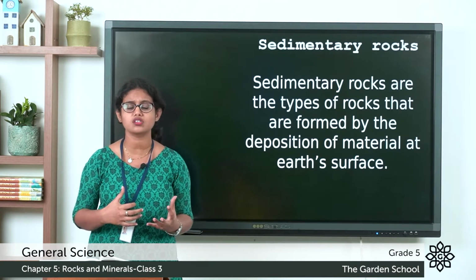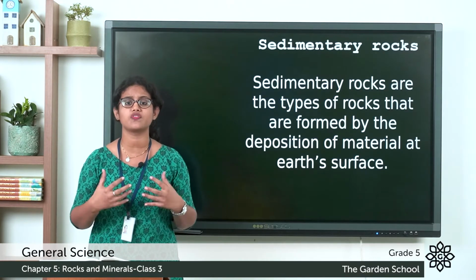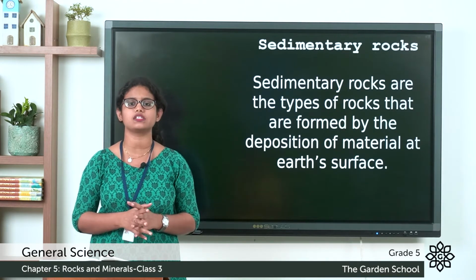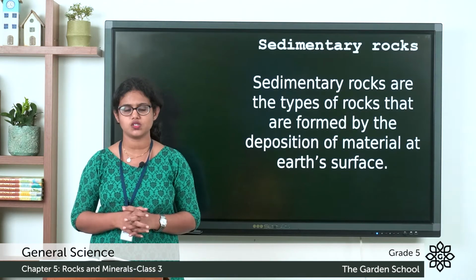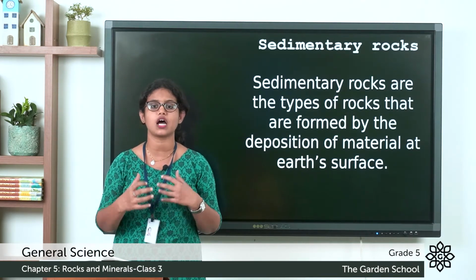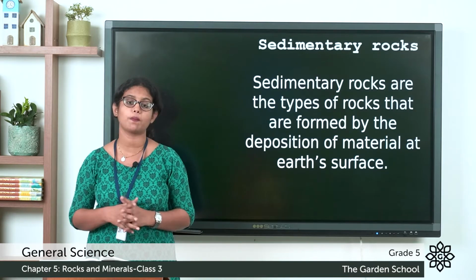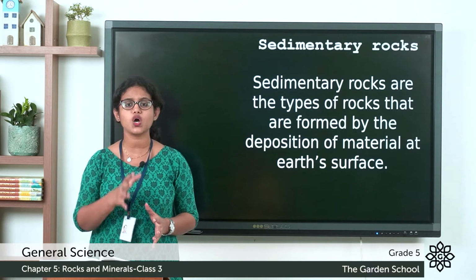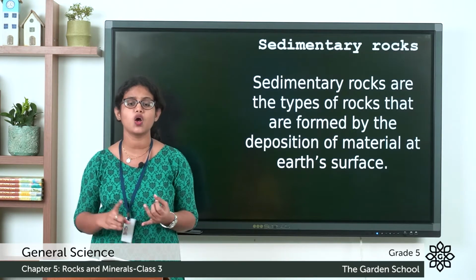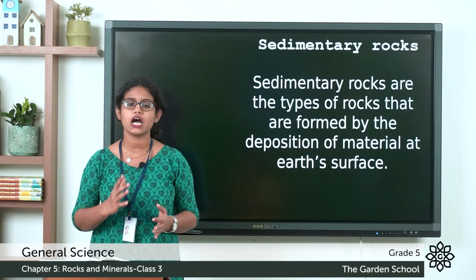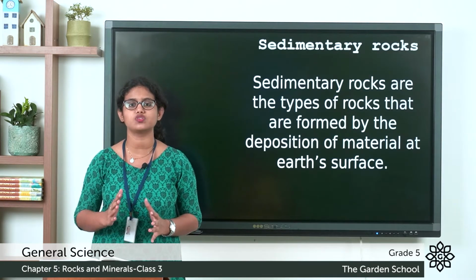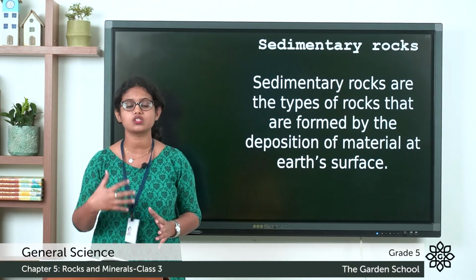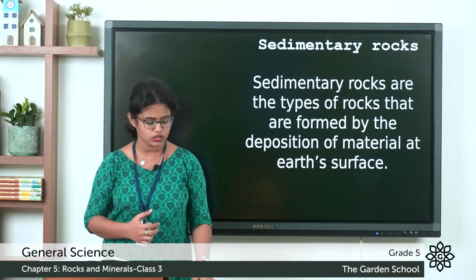Sedimentary rocks are types of rocks which are formed when the rock particles get deposited or accumulated at the earth surface. So I'll explain you once more. Sedimentary rocks are formed when the rock particles like sand, clay, pebble or silt which got deposited in the ocean or sea or lake get hardened and form the sedimentary rock. So let me explain you in detail about the formation of sedimentary rock.